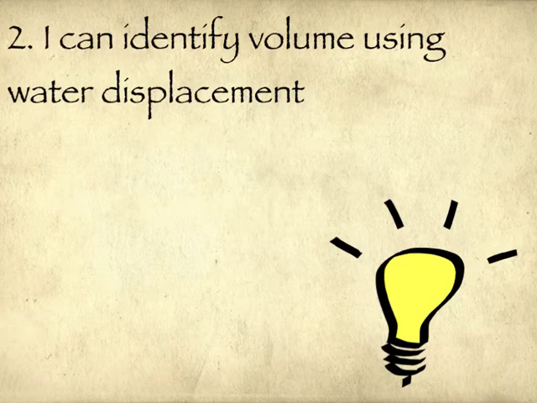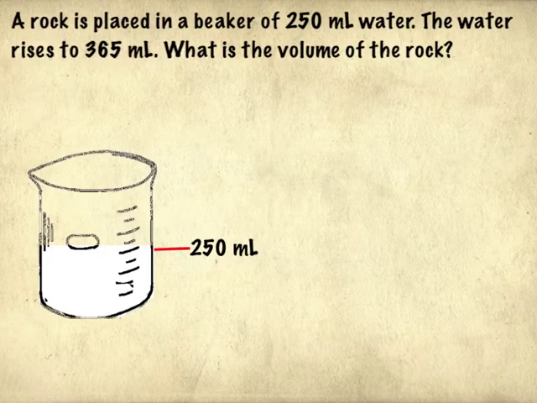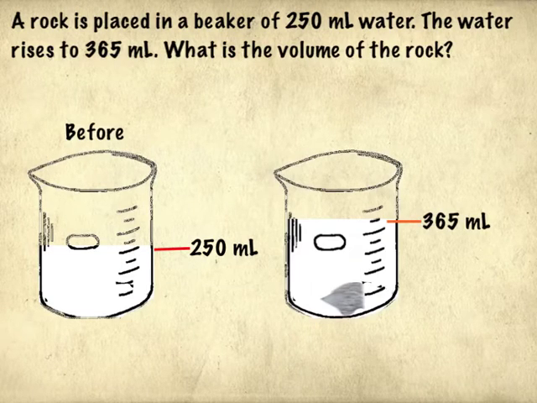And moving on, let's review how to identify volume using water displacement. So we started this last week, but we're going to look at it again. A rock is placed in a beaker of 250 milliliters of water. The water rises to 365 milliliters. What is the volume of the rock? So here I have my beaker, and it has 250 milliliters of water. After I put my rock in there, the water goes up to 365 milliliters. So I want to know the volume of the rock.